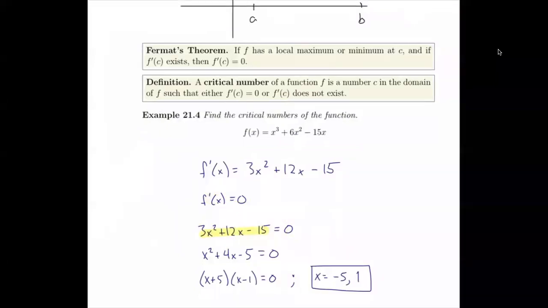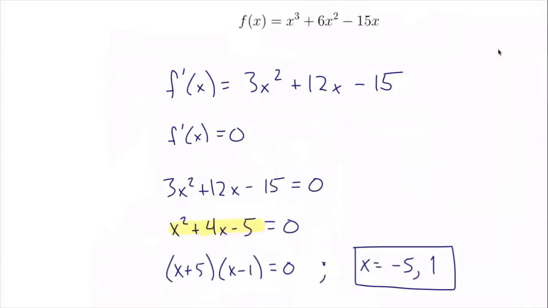Divide by 3 on both sides, right? This will stay 0, and I'll have x squared plus 4x minus 5. It cleans it up a little bit. Since they're all divisible by 3, it'll make trying to factor this easier. Remember that if factorization is difficult or you don't see how to do it right away, you could always use the quadratic formula, or you could complete the square. It's up to you.